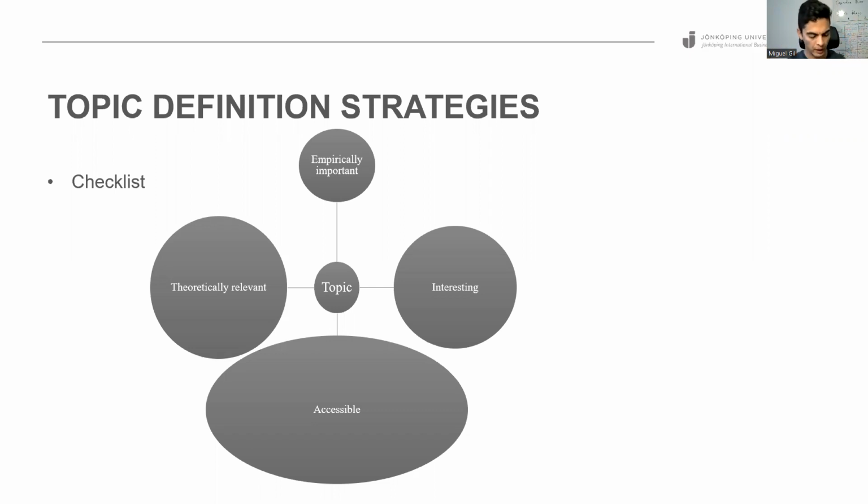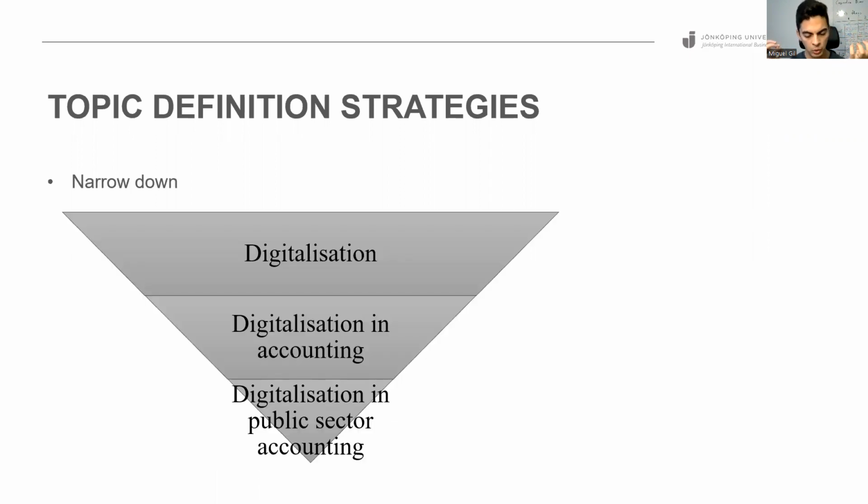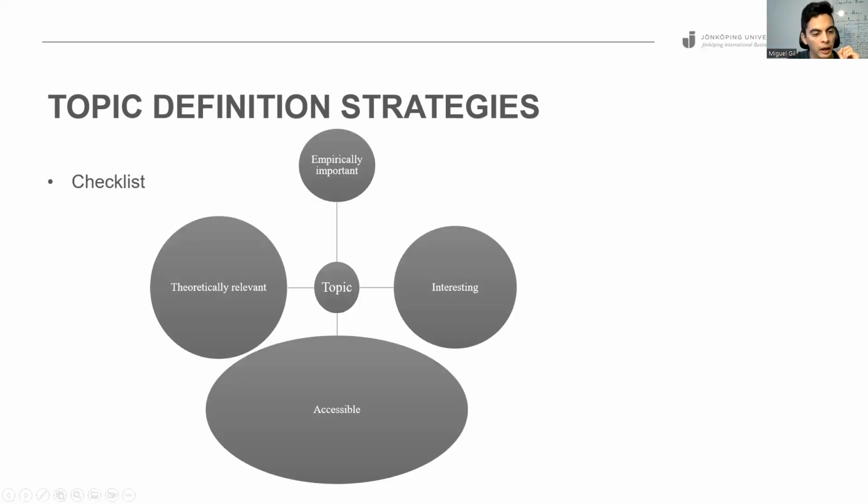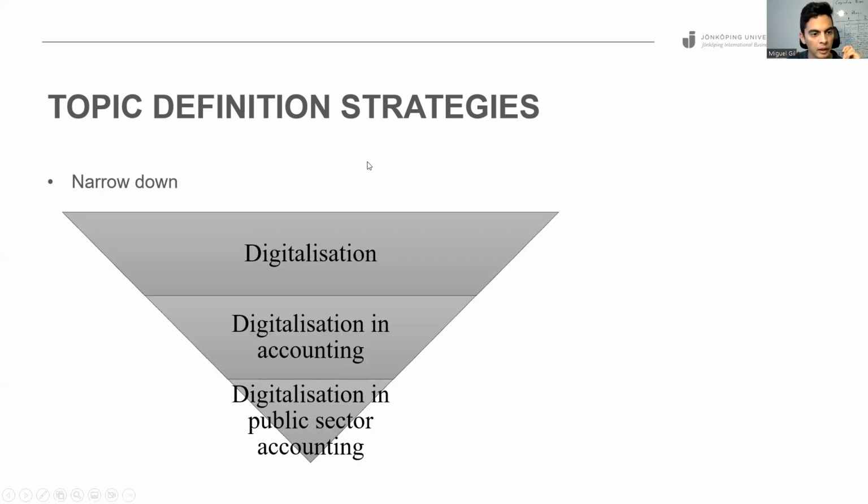If you have access to something and you want to narrow it down a bit more, you can use this strategy, which is like a pyramid but upside down. Start with a topic that is relevant, that you have access to, that is theoretically relevant, interesting, and empirically important. The big concept, the big topic. So digitalization. Maybe I like computers, I like systems, I am good at using digital things. So maybe digitalization is interesting for me in general.